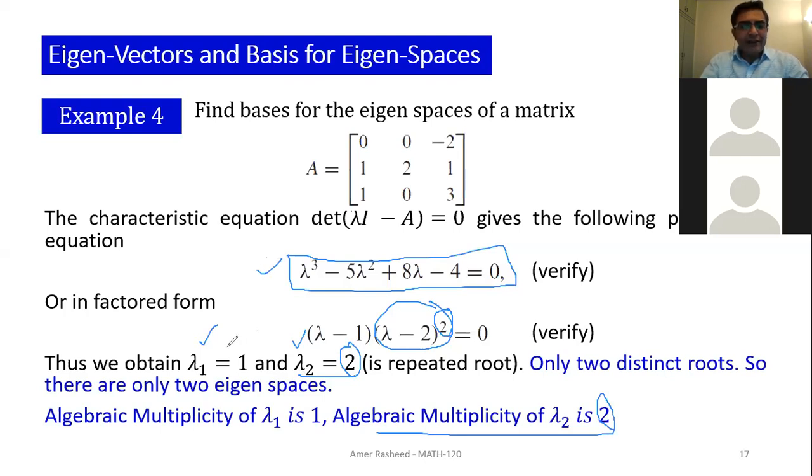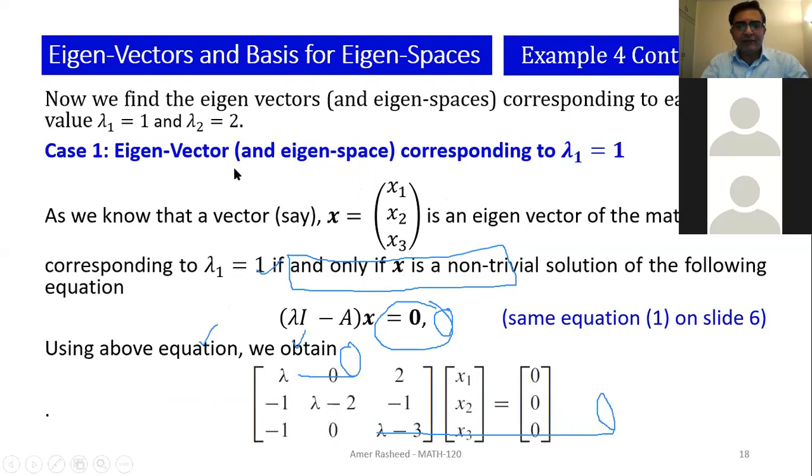Now, if we get 2 distinct roots here, what we do is find the corresponding eigenvectors to each eigenvalue. First, we consider lambda 1 is equal to 1, and we try to find its eigenvector. How do we find eigenvectors? I told you in the previous lecture. We solve this equation.